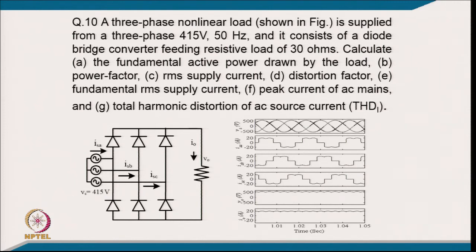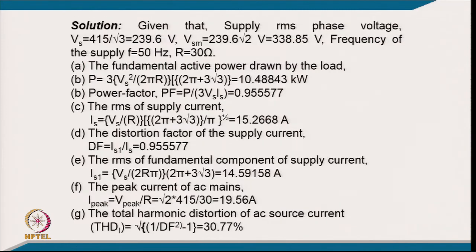Coming to another example, number 10. A 3 phase non-linear load is supplied from a 3 phase 415 volt 50 hertz supply, and it consists of a diode bridge converter feeding a resistive load of 30 ohm. Calculate the fundamental active power drawn by the load, power factor, RMS supply current, distortion current, fundamental RMS current, peak current of mains, and the total harmonic distortion of AC mains current. In this case you will again find the quasi-square wave, because the voltage is almost continuous. So, you will get this kind of waveform.